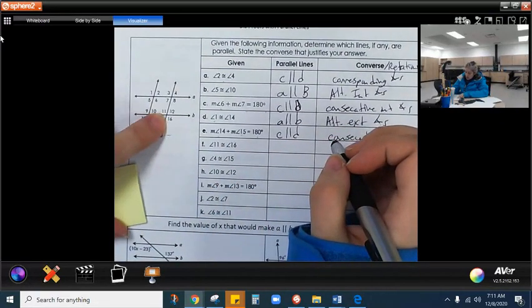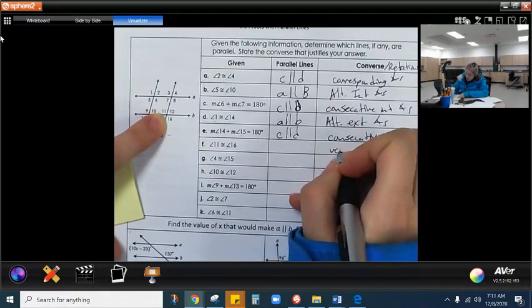All right, 11 and 16 are right here. What is their relationship? They are vertical angles.